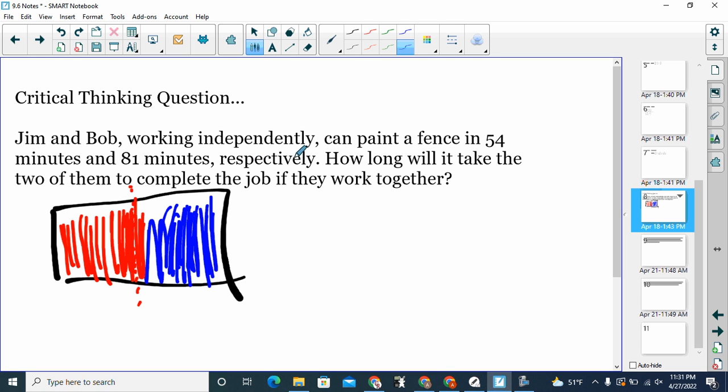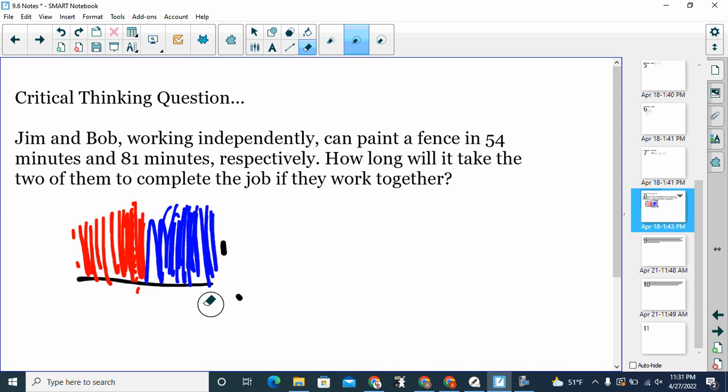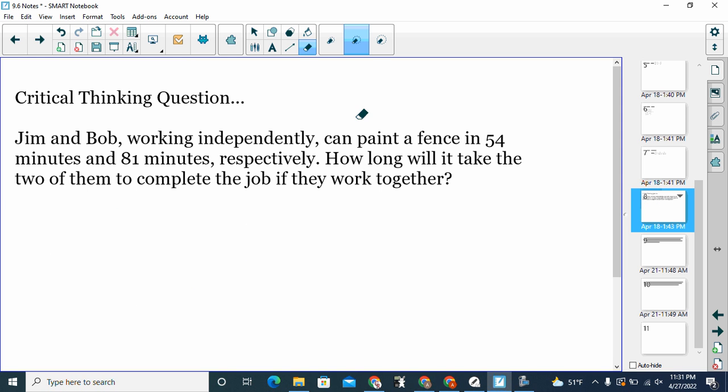Instead, what we're going to do is try to set up a rational equation that we can solve that's going to answer this question. And there's a couple different ways you could do it. The first, which is the way that we'll typically do it, at least in class together, is to look at what fraction of the fence they paint each minute. So if it takes Jim 54 minutes to do the entire fence, each minute he paints 1/54th of the fence.